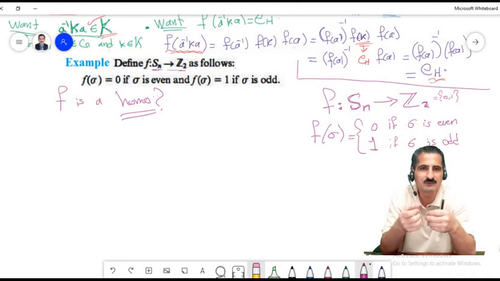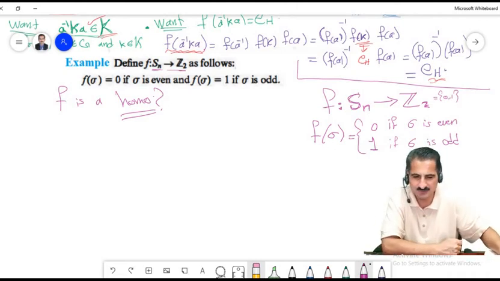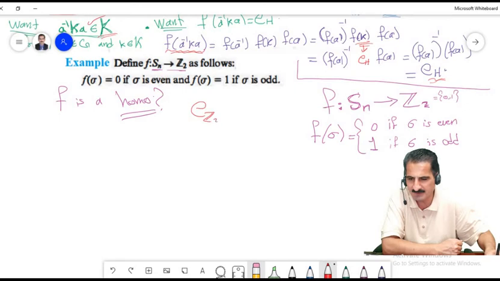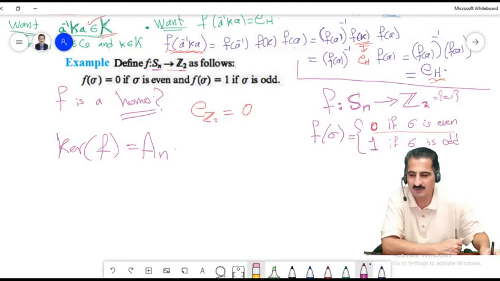Okay, what do we want from this map? We want the kernel. So which element goes to the kernel? To 0. So what is the identity of the group in the codomain? It is the 0. Okay, so which permutations go to 0? Oh, they are the even permutations. So we will write here that the kernel of F is the set of even permutations. It is simply An. Oh, great.